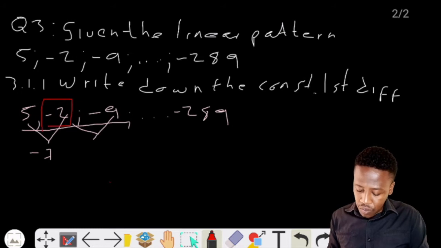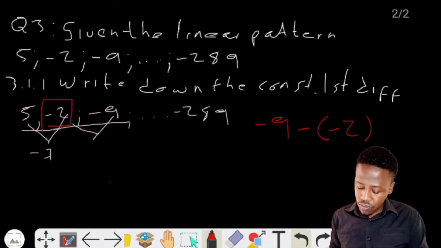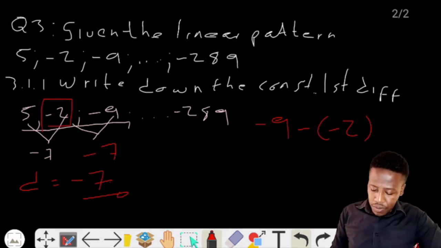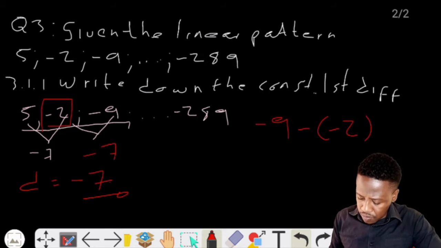Now in this case we have minus 9 minus 2, which will give you negative 7. So your D will equal negative 7. That's an easy one to mark for you. So let's move on to the next question.